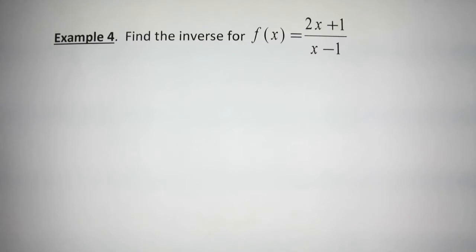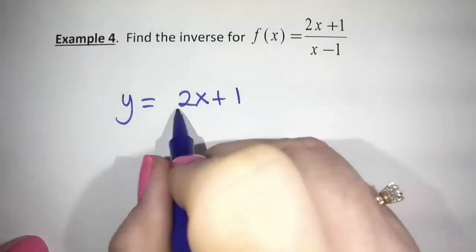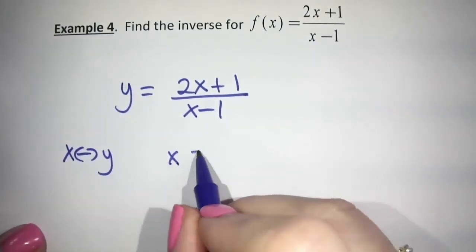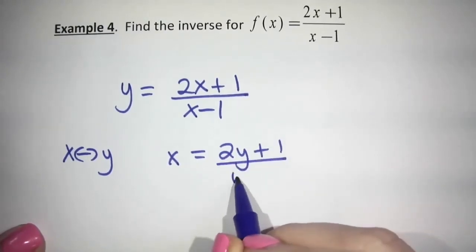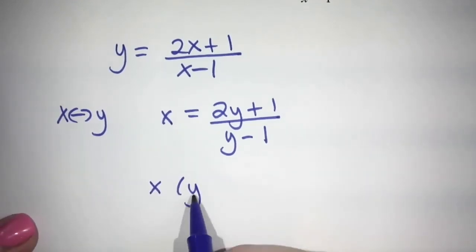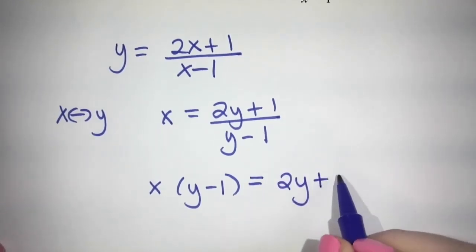Okay, so we're going to do 2 more. So I'm going to write down the equations. And again, you can hit pause to try them and then check your answer after. So for this example, we've got find the inverse for f of x equals 2x plus 1 over x minus 1. So we're going to start with letting y equal 2x plus 1 over x minus 1. Then we're going to switch x and y. So we have x equals 2y plus 1 over y minus 1. And then we're going to cross multiply. So we have x times y minus 1 is equal to 2y plus 1.